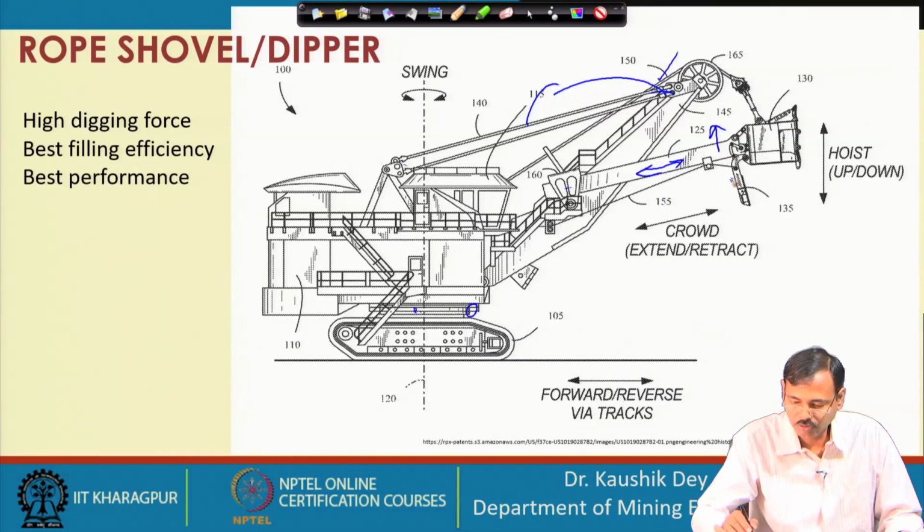So, this is called the crowding system, this is the hoisting system. So, that is maintained, and this crawler system is there which is allowing the movement of the excavator in both directions.